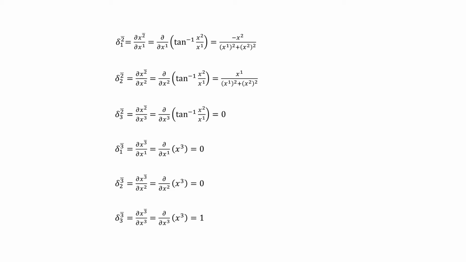And taking the derivative of the same term with respect to x3, there is no term of x3 in this equation, so it gives the answer 0. Now taking the derivative of x3 bar with respect to x1, which is 0, as it is treated as a constant with respect to x1. Similarly with x2, this term is also 0. And the third term, delta 3 bar 3, is equal to partial x3 bar over partial x3, which is equal to 1.